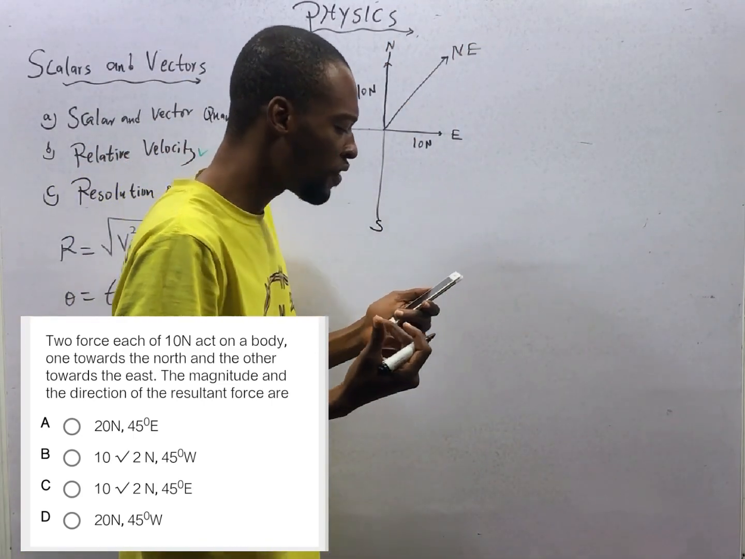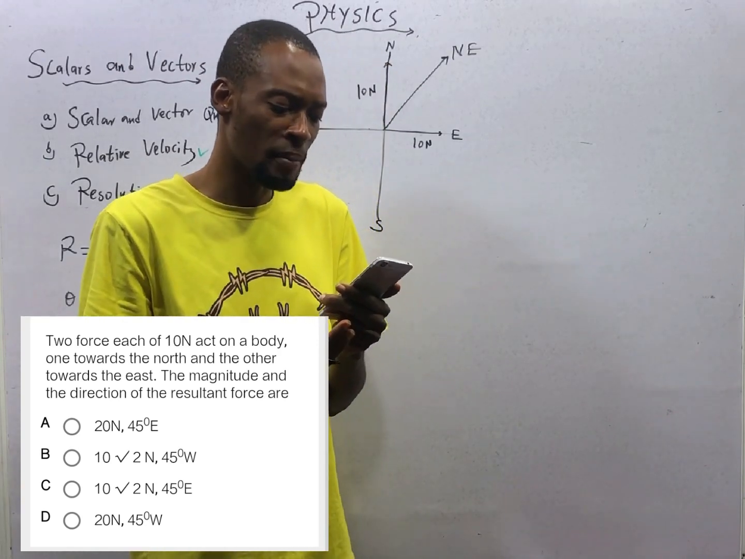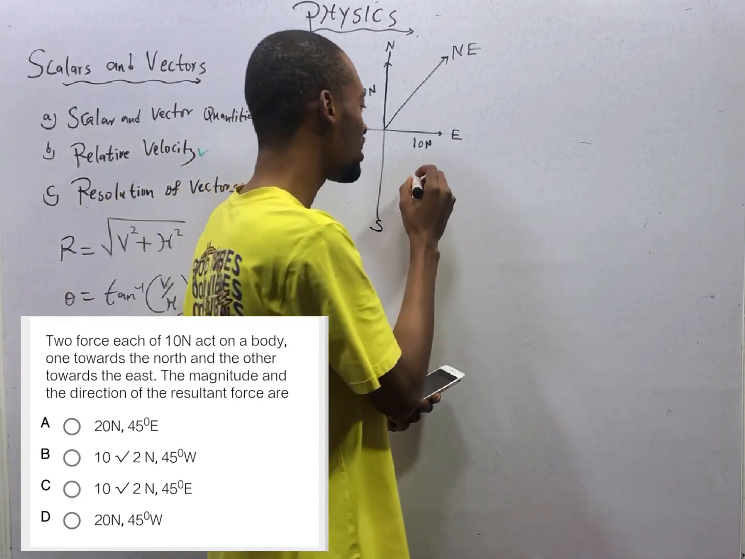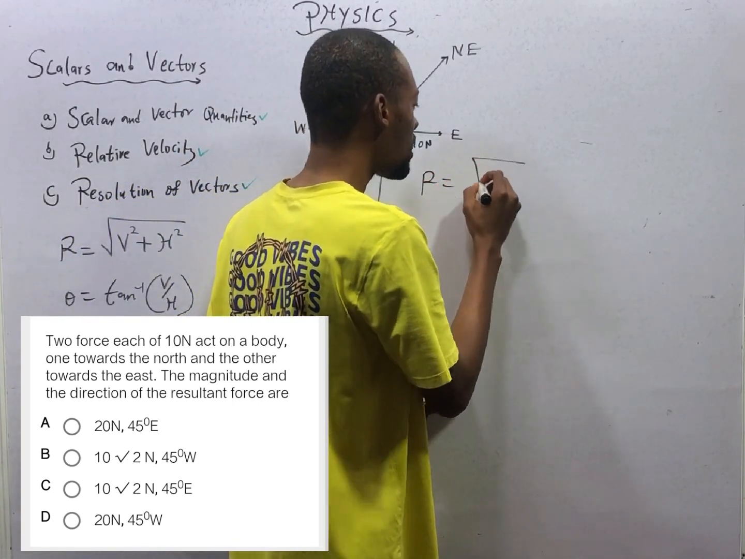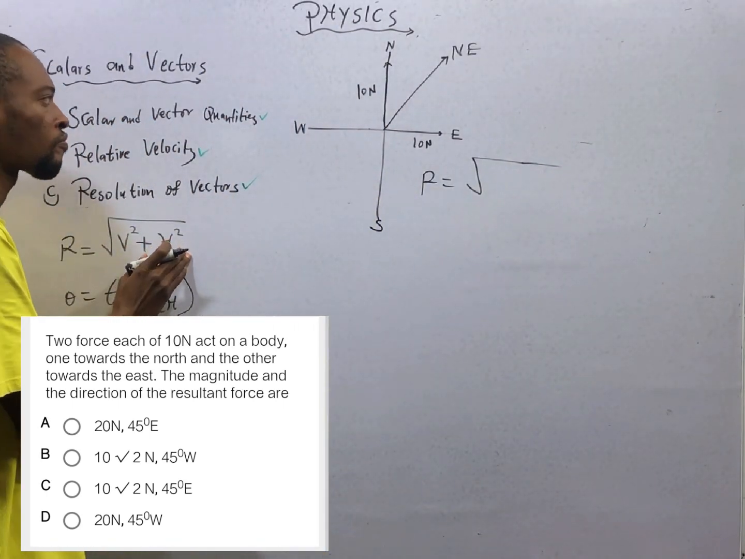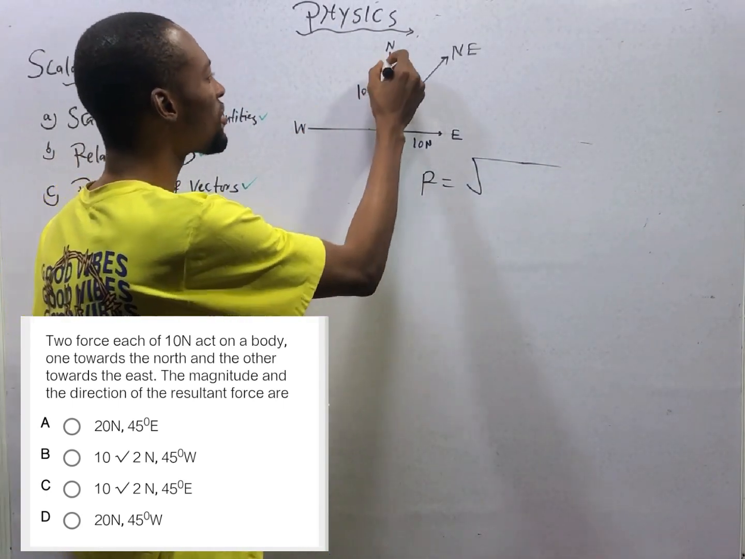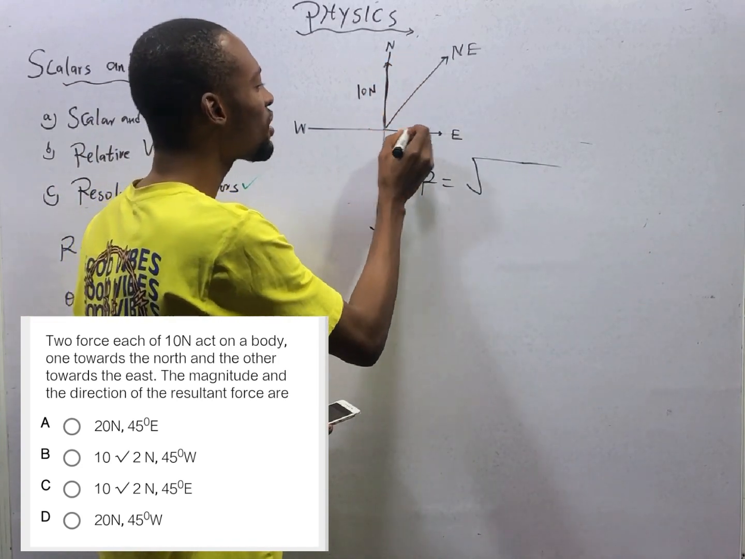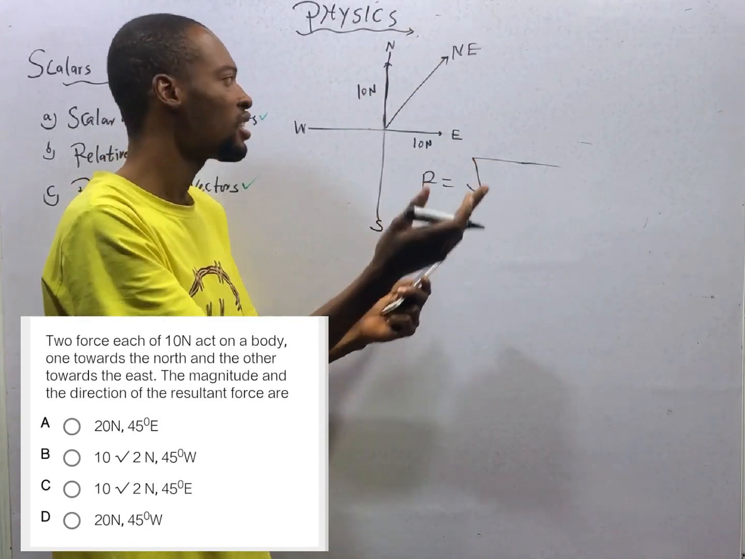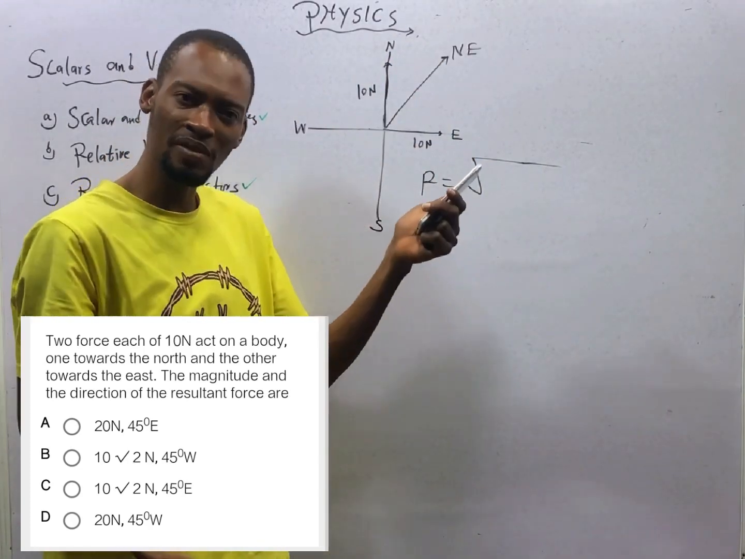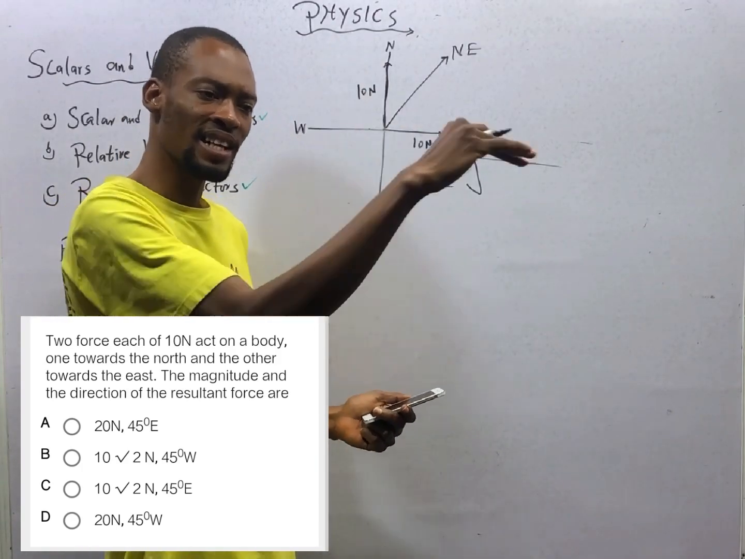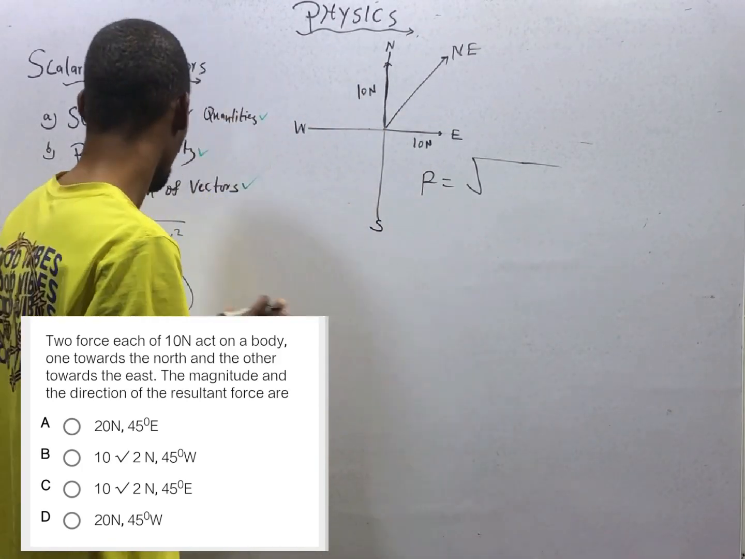The magnitude of the resultant is the square root of v squared plus h squared. In these forces, this one is already at the vertical, this one is already at the horizontal. No need to resolve since they are at that point. If they were inclined, we would have resolved to the vertical and to the horizontal. This isn't inclined, they are already in their respective axes.